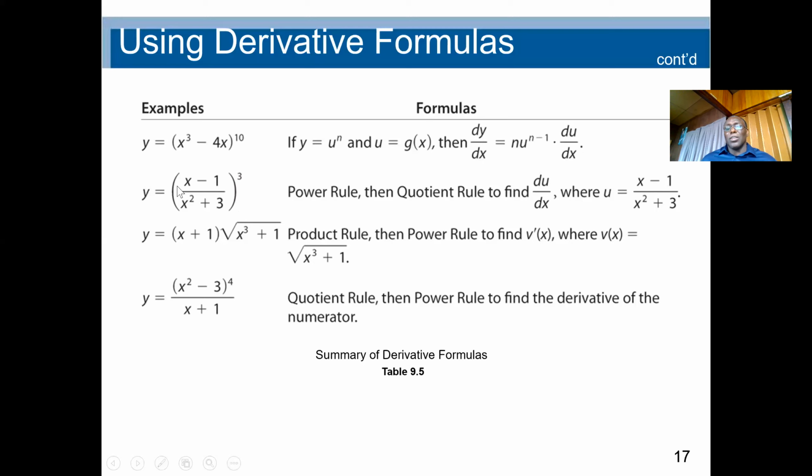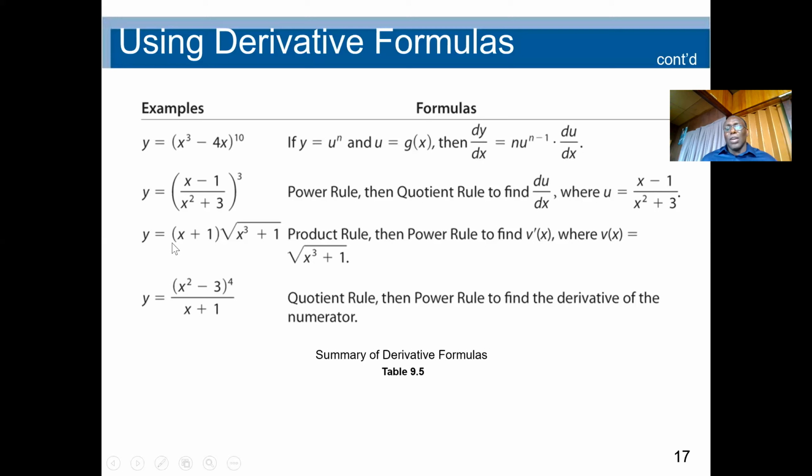So that will give me the derivative of s minus 1, which is 1, times s squared plus 3, minus the derivative of s squared plus 3, which will give me 2s, times s minus 1, all divided by (s squared plus 3) all squared. And you can see the formula here. So first they say use the power rule. Then the quotient as the chain rule to find du/dx, where u is s minus 1 over s squared plus 3.